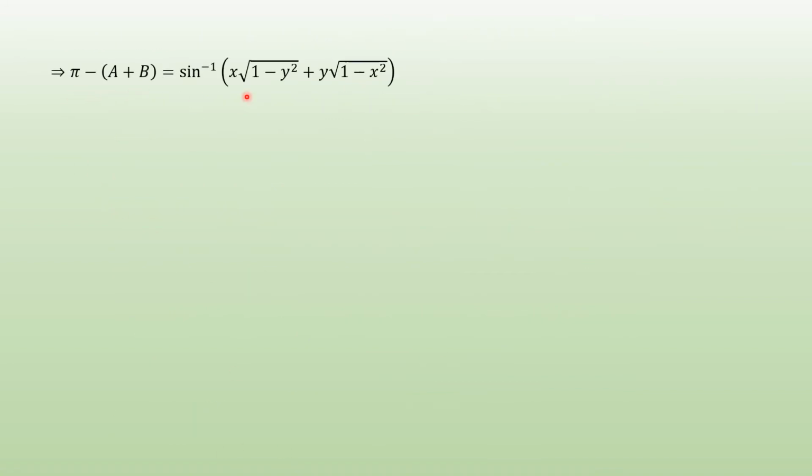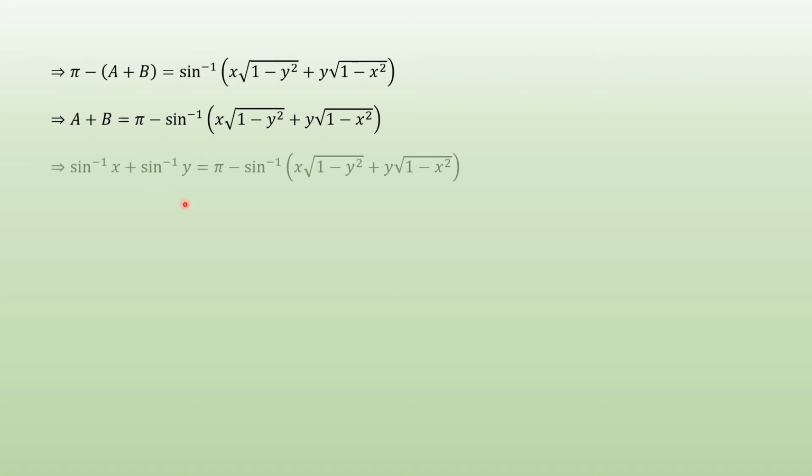Then a plus b will be equal to pi minus this total part. So it is the previous line. So a plus b is to the right hand side and this is coming to the left hand side. So it is pi minus sine inverse this one, and finally putting the value of a and b. So sine inverse x plus sine inverse y is equal to this one. So in this way we can find more formulas for sine inverse x plus sine inverse y for the different values of x and y.